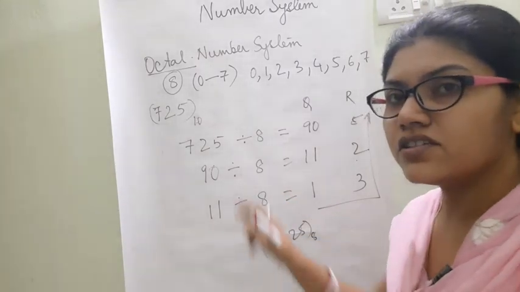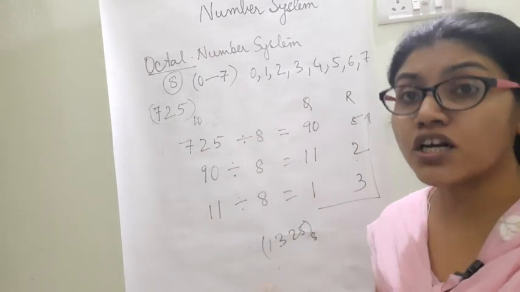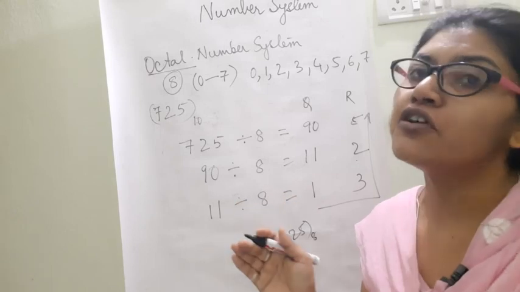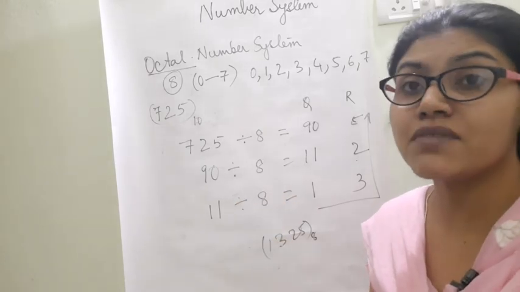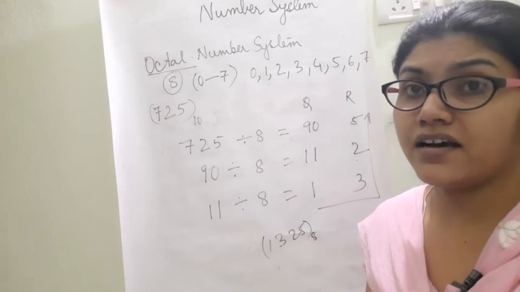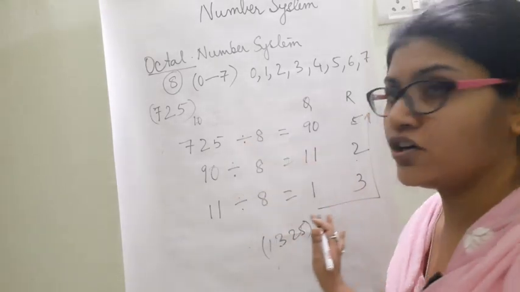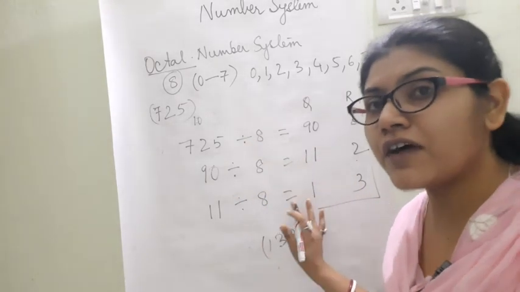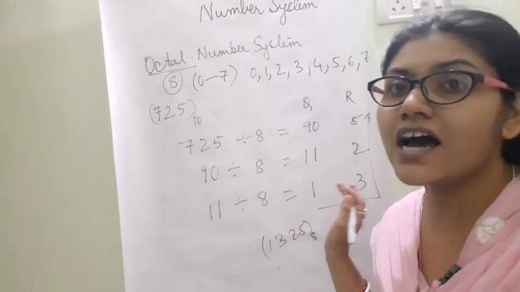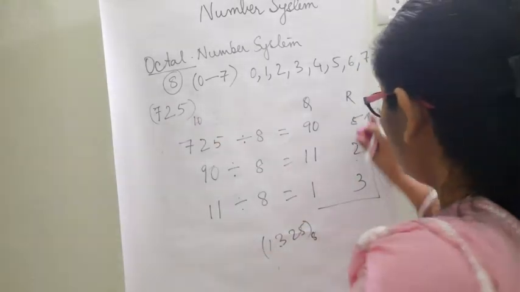So, this is the way to solve from octal to binary, binary to octal, to decimal and decimal to octal. This is the way to convert. We have verified also, and we have seen what the steps are.